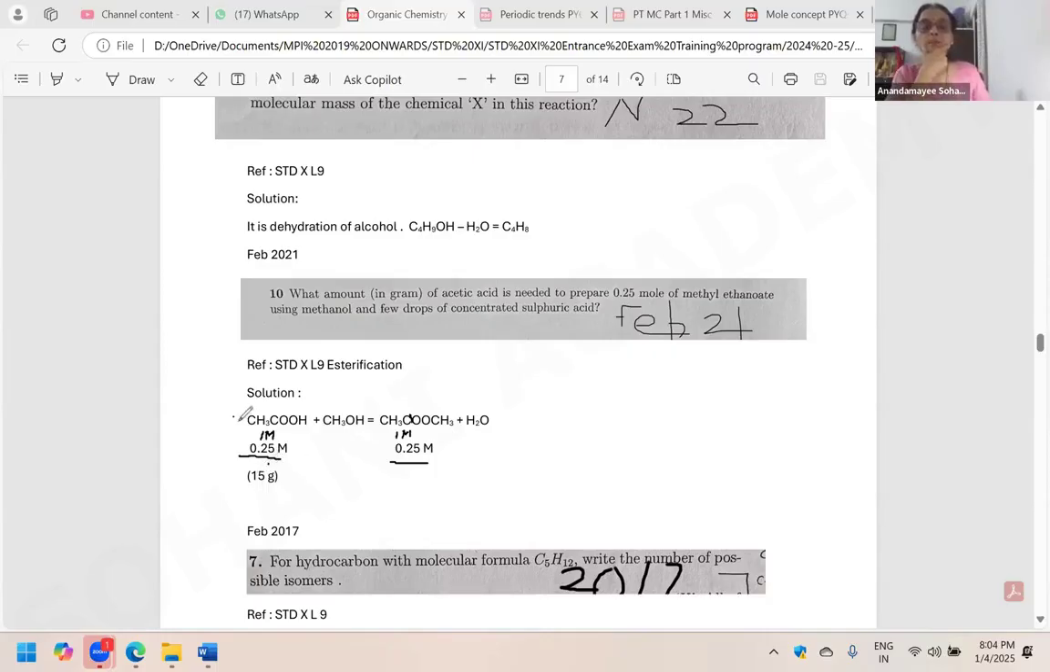So 0.25 moles of acetic acid. Find the molar mass of acetic acid. C is 12, H3 is 3, C is again 12, O2 is 32, and H is 1. Add all this and you get 12 plus 3, 15, 15 plus 12, 27, 28 plus 32, 60. So 1 mole of acetic acid is 60 grams. And I want 0.25 moles of acetic acid. That will be 15 grams.